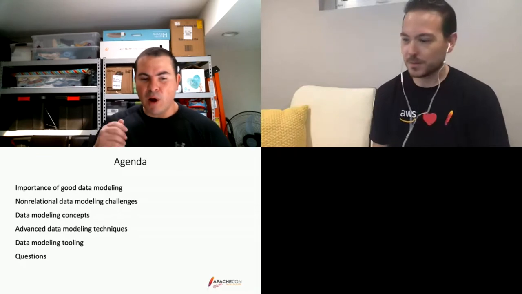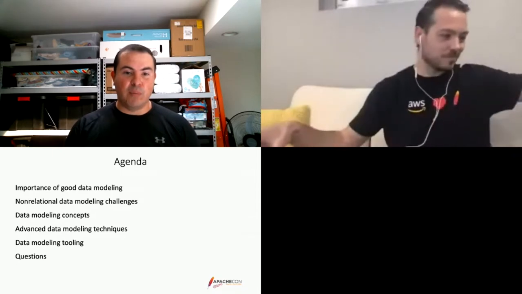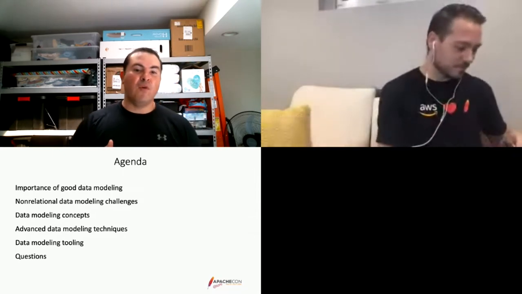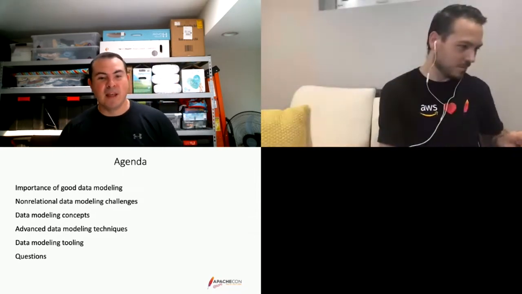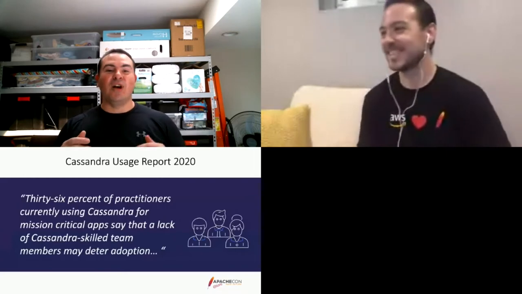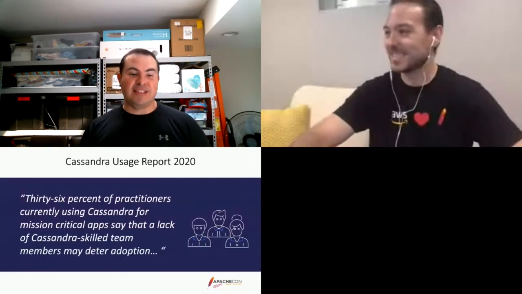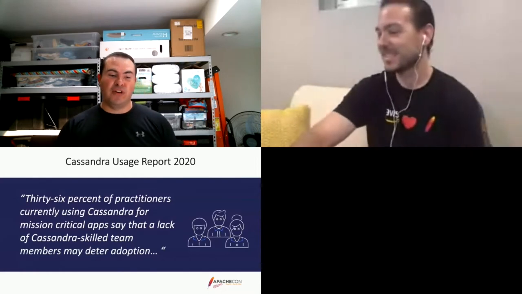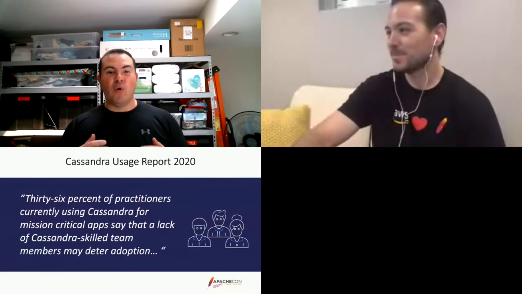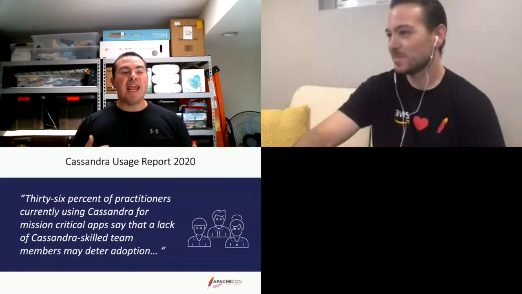So why is good data modeling important? One of the very interesting things we saw in the recent Cassandra report was that 34% of practitioners currently using Cassandra said they had problems driving Cassandra adoption within the organization due to a lack of Cassandra skills on the team. And a big part of that is knowing how to build these really massively scalable data models. And why is that hard?